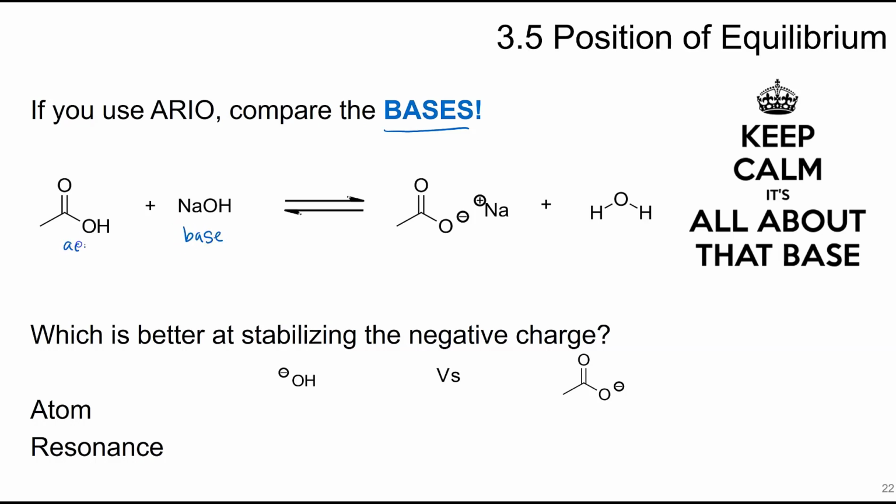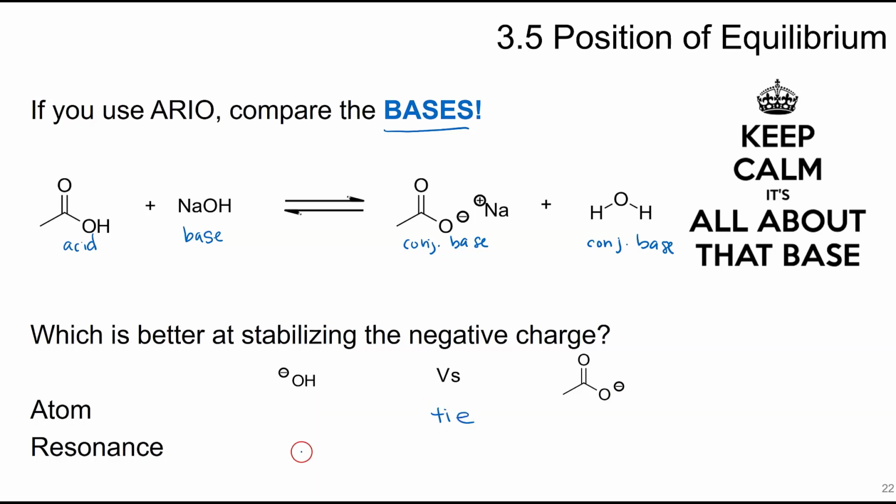This is the acid. If we're going backwards, this is the O minus, so this is the conjugate base. And this is the conjugate acid. We're going to compare them using the atom and resonance, and if we need to go further there. Atoms carrying the negative charge: here we have an O minus versus an O minus, so that is a tie.